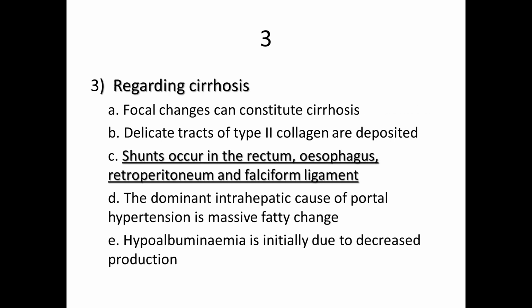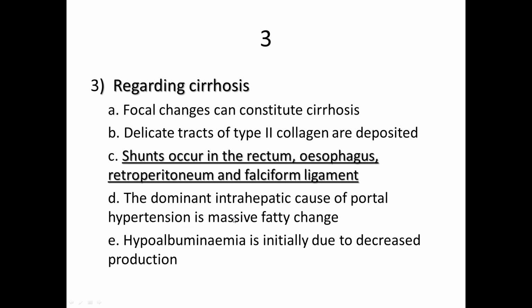Third, regarding cirrhosis, the options are: focal changes can constitute cirrhosis; delicate tracts of type 2 collagen are deposited; shunts occur in the rectum, esophagus, retroperitoneum. They all look more or less the same, but then the concepts will be clear. Regarding cirrhosis, the others are not right. You don't get focal changes. The shunts occur in the rectum, esophagus, retroperitoneum, and falciform ligament.